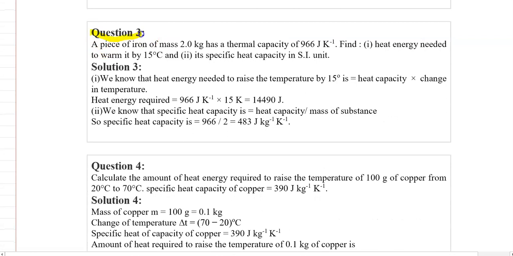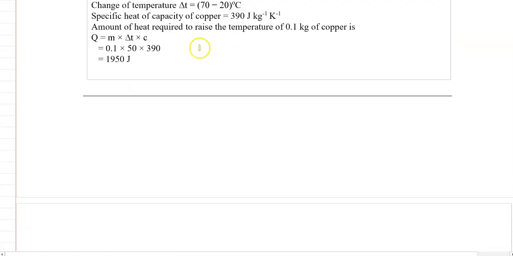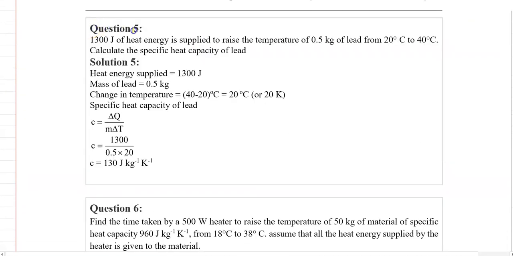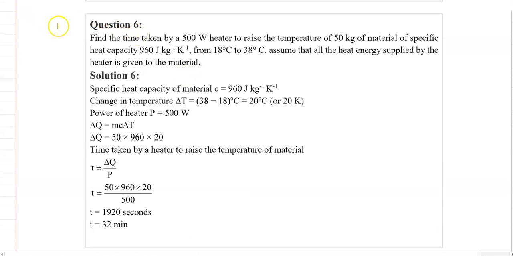Next, question number 3: a piece of iron of mass 2 kg has thermal capacity 966 joule per Kelvin. Find the heat energy needed to warm it by 15 degrees centigrade. We know heat energy equals thermal capacity into temperature change. Then we can get the specific heat capacity. Specific heat capacity is the thermal capacity per unit mass, that means 966 by 2. Then you can calculate. Question 5 is the same type of question. You can see question 6.